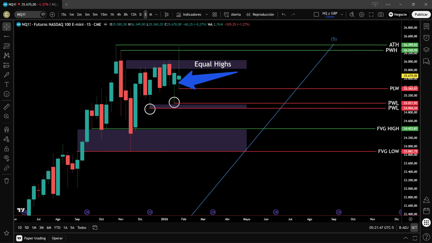Zooming in on the Nasdaq 100, we observe a high-precision technical structure. Currently, price is consolidating just below an equal high zone, highlighted by the blue arrow, indicating a liquidity buildup prior to a potential expansive move.